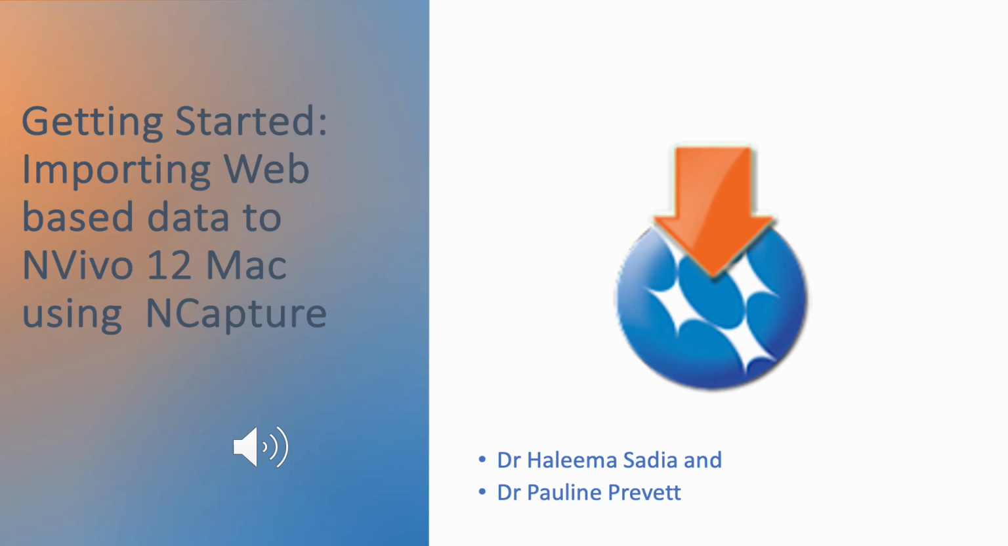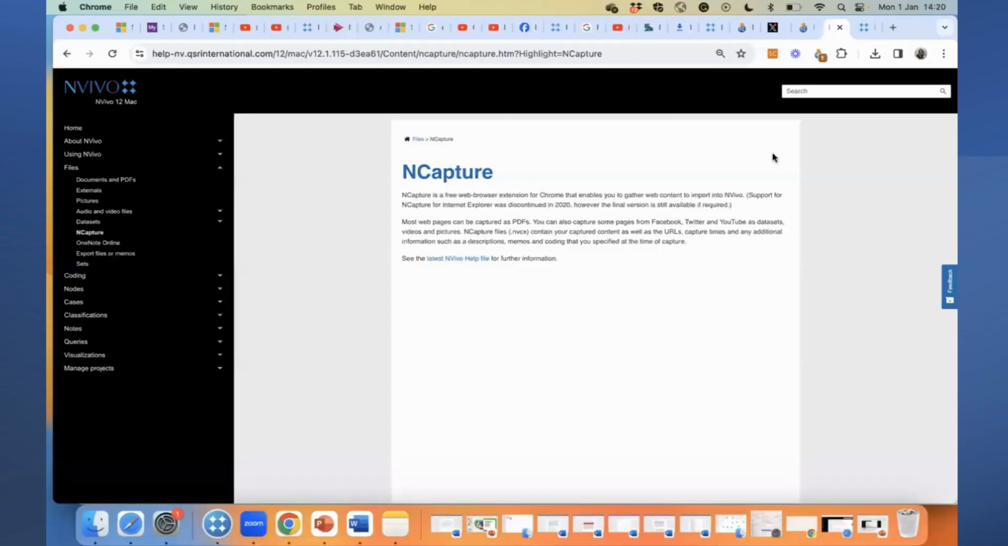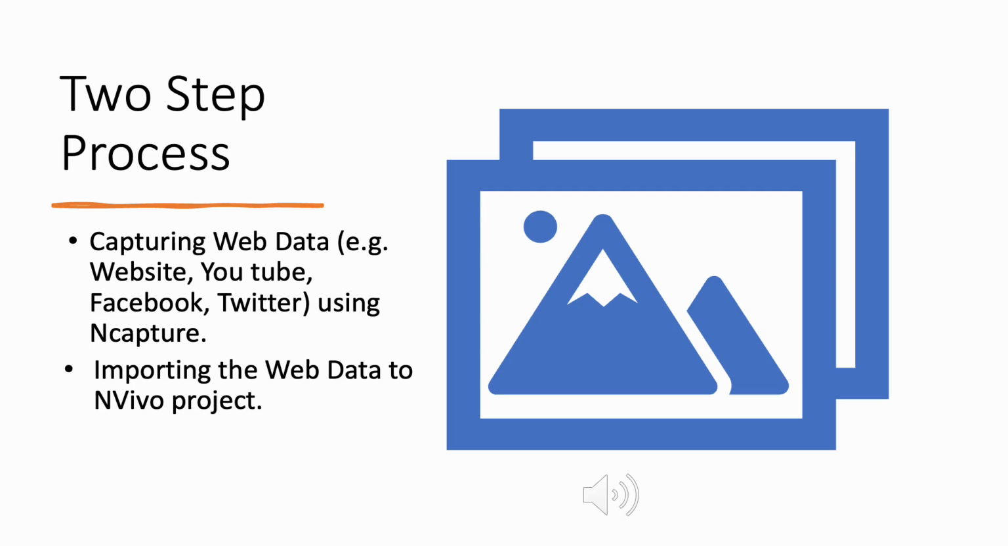In this video, I will show you how to import web-based data to NVivo 12 Mac using NCapture. When we look at the instruction from NVivo 12 Mac, we can see that NCapture is a free web browser extension for Chrome that enables you to gather web content to import into NVivo. But still it says most web pages can be captured as PDFs, and you can also capture some pages from Facebook, Twitter, and YouTube as datasets.